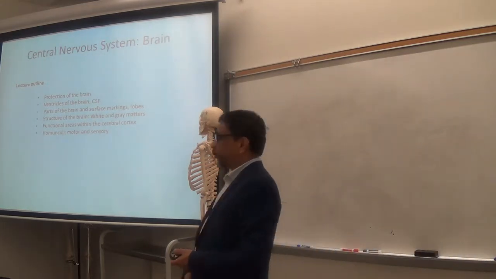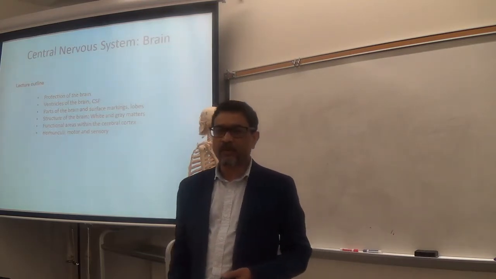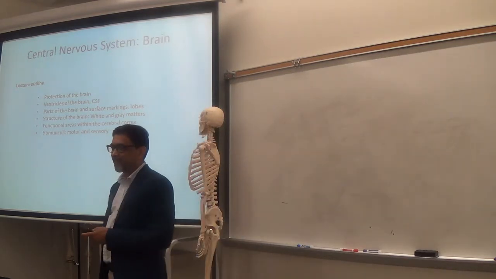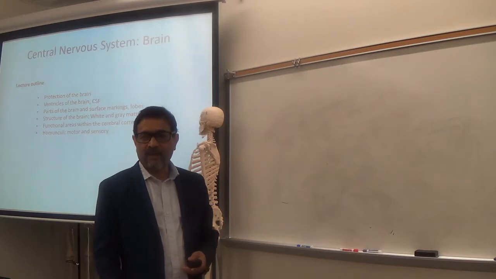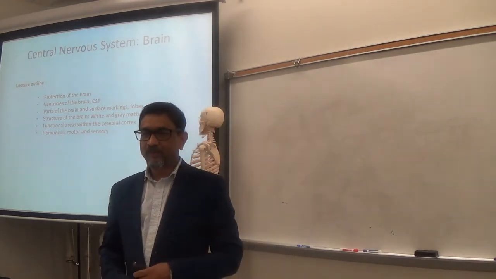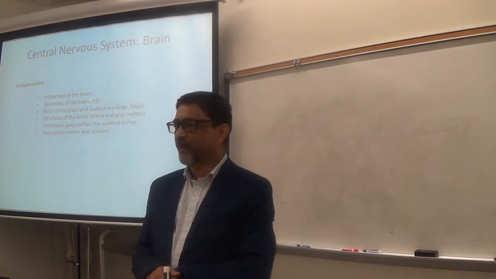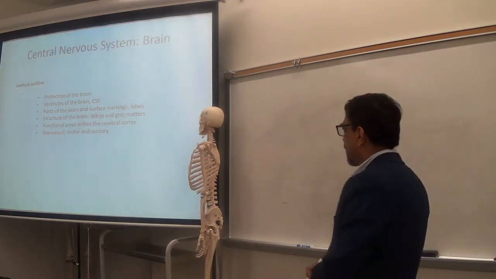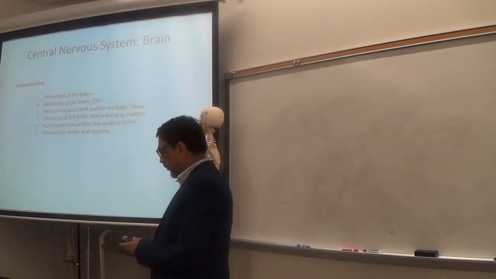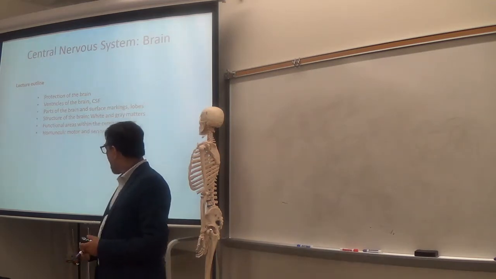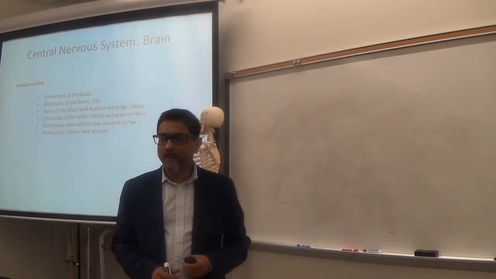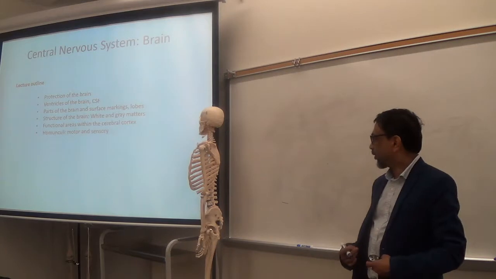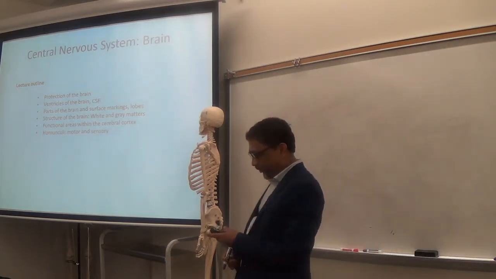So we'll talk about the protection of the brain, how your brain is protected. Then we'll talk about the ventricles. Ventricles are fluid-filled cavities. Remember that? Fluid-filled cavities inside the brain. Then we'll talk about the parts of a brain, surface marking and lobes. We have already talked about white matter, gray matter, right? So we'll skip that. Then we'll talk about the functional areas in the cerebral cortex.